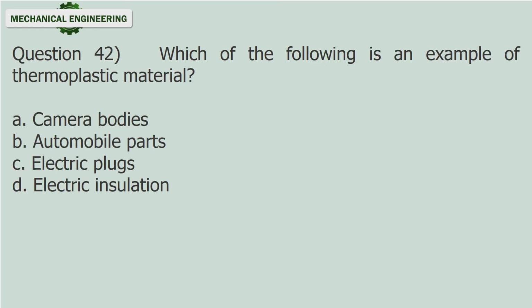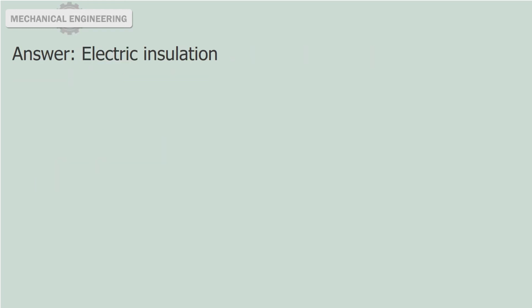Question 42. Which of the following is an example of thermoplastic material? A. Camera bodies. B. Automobile parts. C. Electric plugs. D. Electric insulation. Answer: electric insulation.